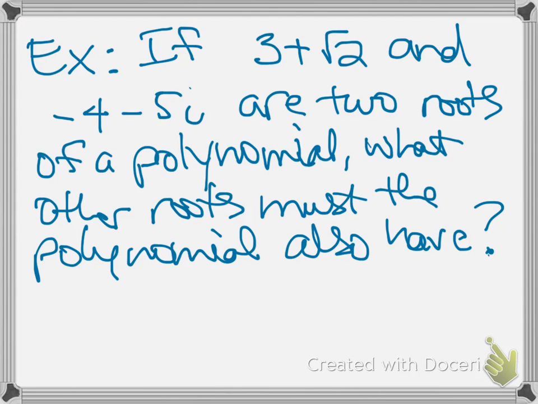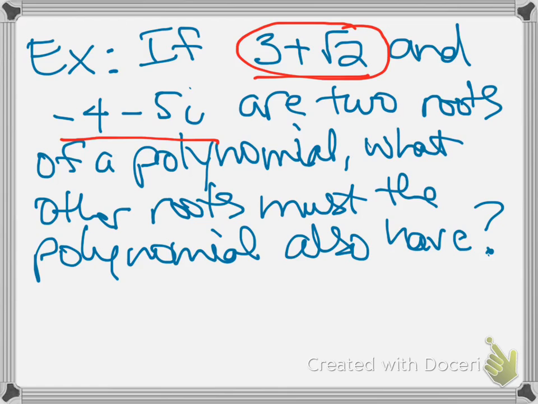Alright, so let's suppose that we're told that a polynomial has a root at 3 plus the square root of 2 and another root at negative 4 minus 5i. Given that information, we want to identify any other roots that the polynomial must also have. And so we can use this conjugate root theorem to identify the other roots of the polynomial. We just said a moment ago that anytime you have an irrational root, which is what we have right here, since we have 3 plus the square root of 2, that square root of 2 is irrational, and irrational roots always occur in pairs.